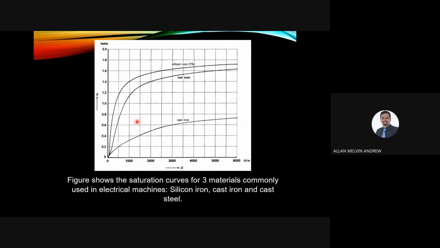Okay, so we can see this figure shows the saturation curve of three materials. It will start from zero and rise rapidly for different materials. So you can see we compare three materials. It will rise from zero until it reaches steady state.